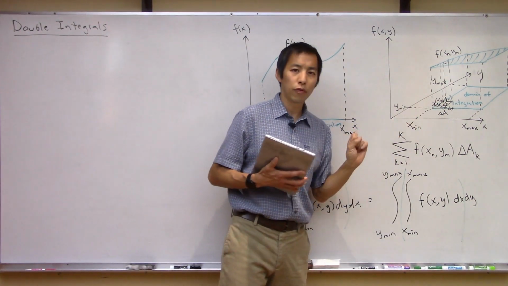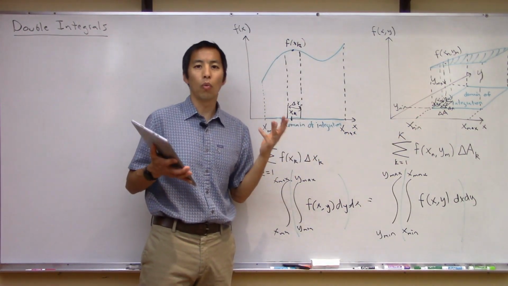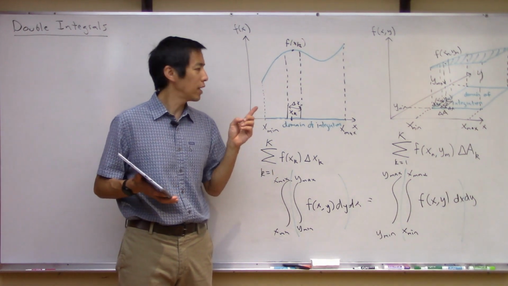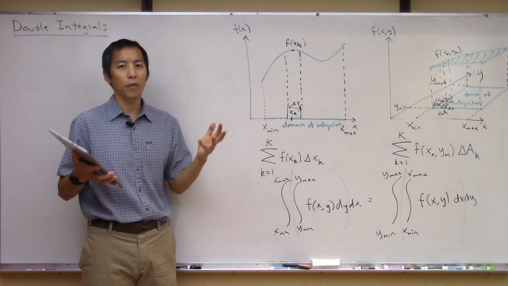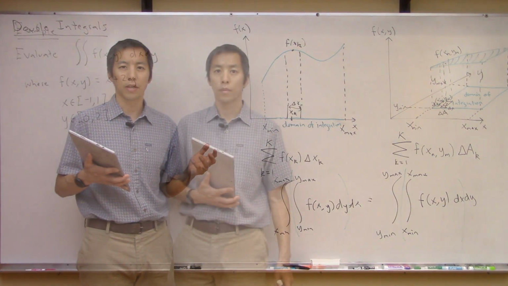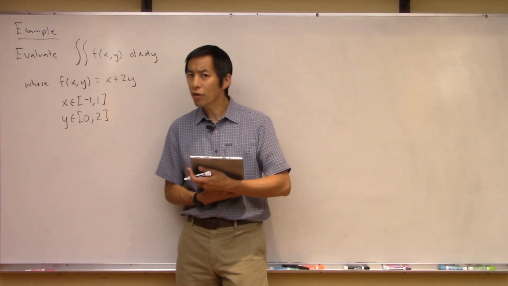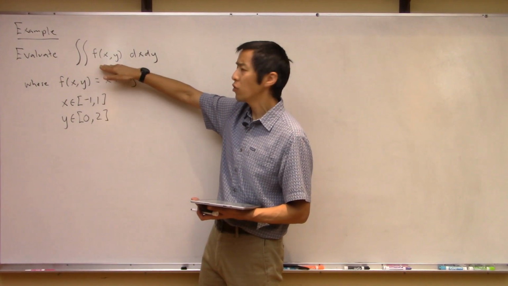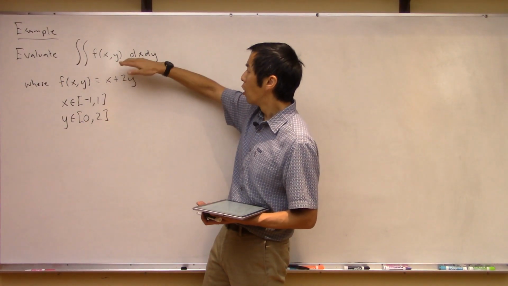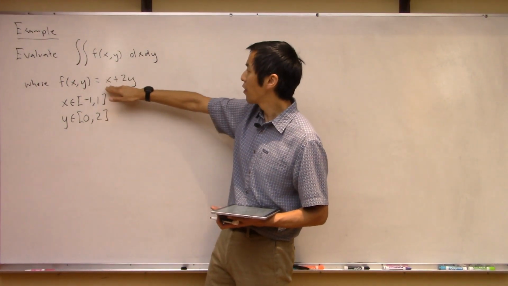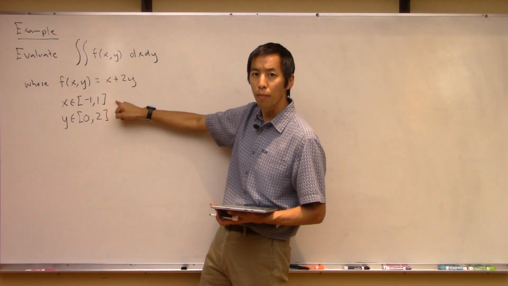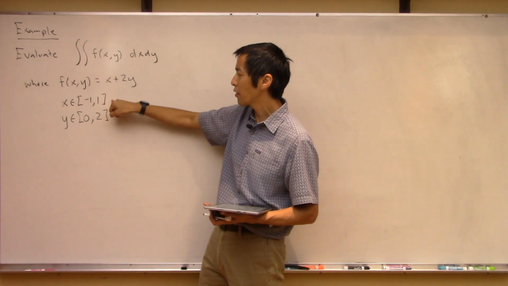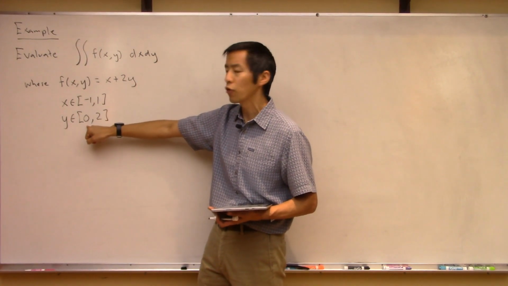Now, in this picture, we've drawn it as a perfect rectangle, so why don't we start with that example? Let's look at how we perform a double integral where you have a perfectly rectangular domain of integration. So we want to evaluate this double integral where the function is x plus 2y, and the region of integration is defined by this: x has to run between -1 and 1, and y goes between 0 and 2.